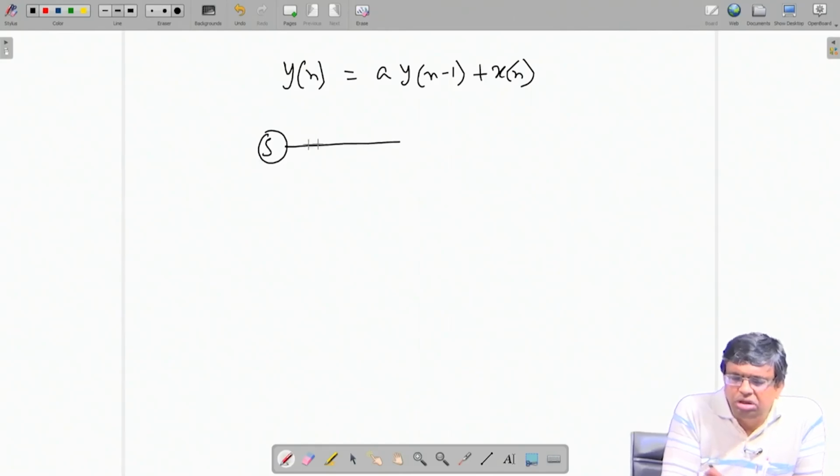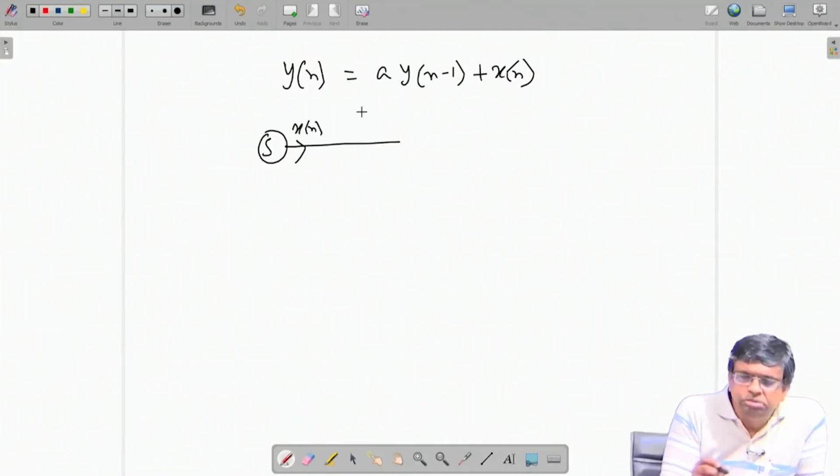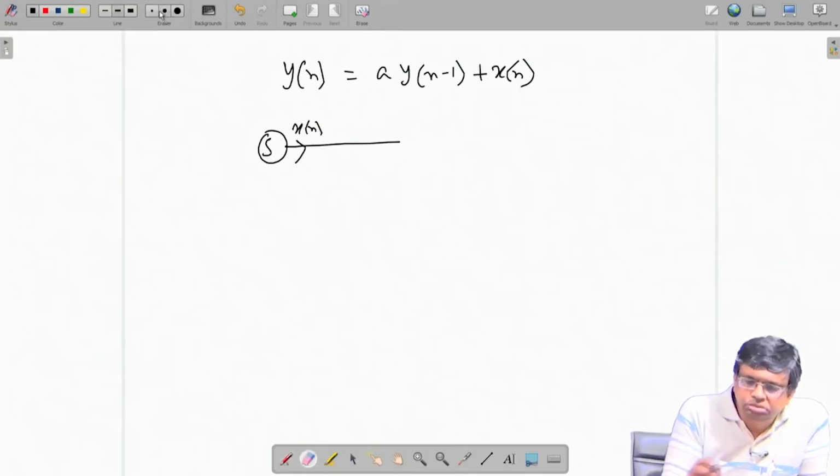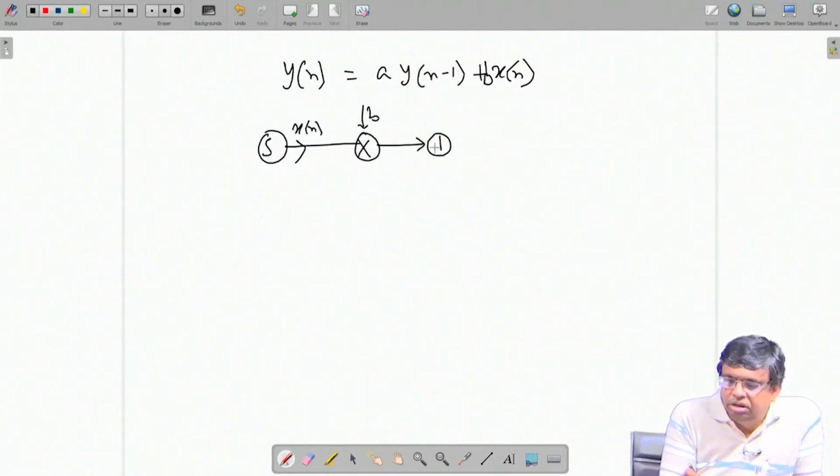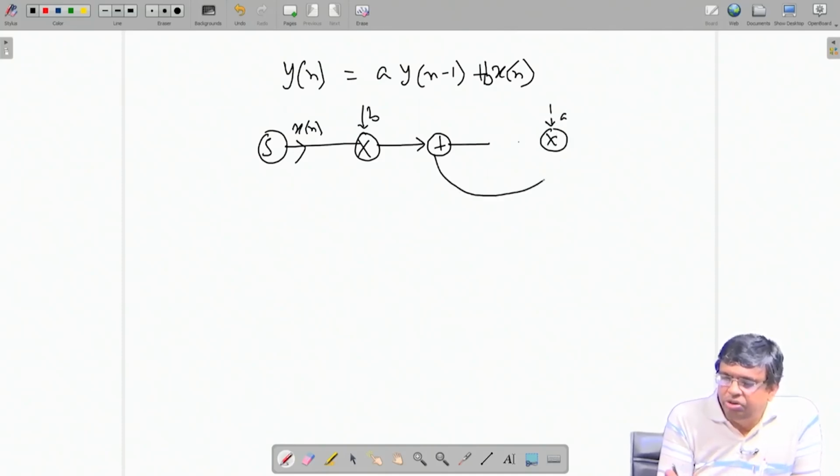The signal source is generating x of n, then you are multiplying it by a factor, maybe you can put a b here. So, b into x n, then you add b into x n plus a into something. There is a multiplier with a into whatever comes, maybe y n minus 1 comes, that into a. When you add, by this equation, it should be y n.